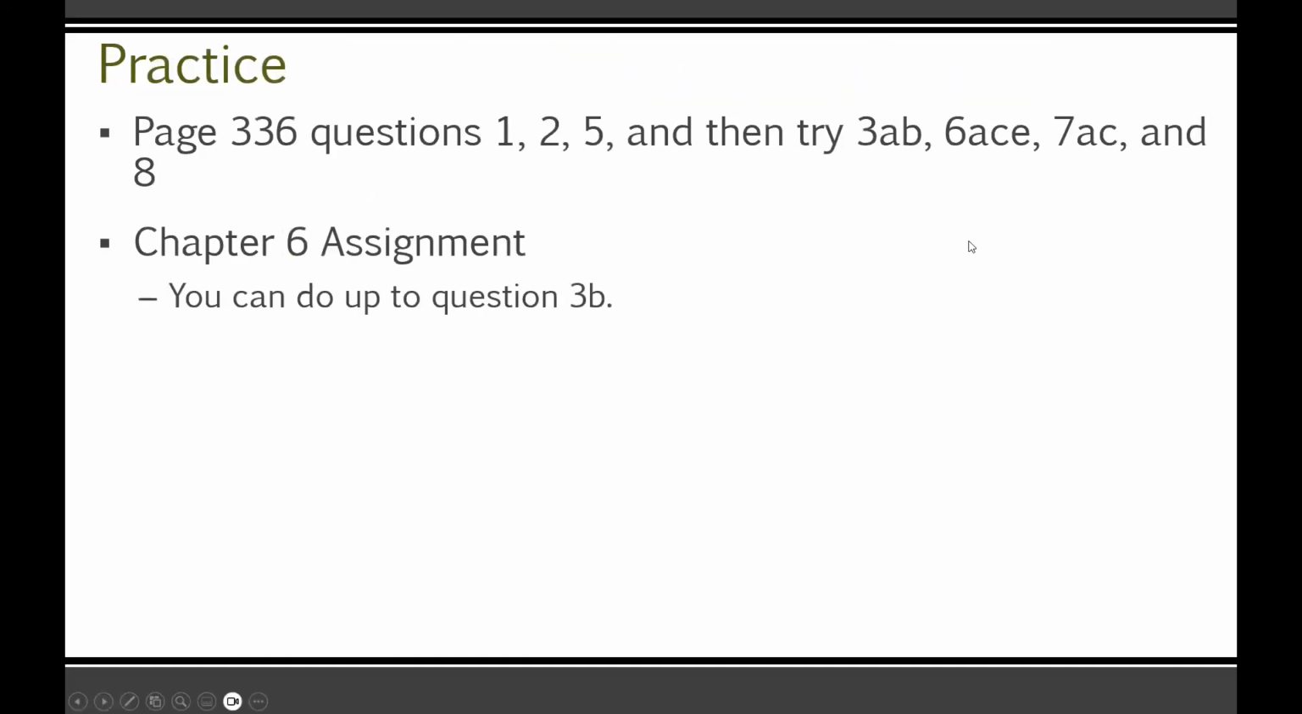Anyway, what this leads us to is, for practice, you can work on page 336, questions 1, 2, 5, and then those other ones that are listed there, of course. But let's be honest, most of you will probably want to work on your chapter 6 assignment. At this point, you can now complete up to question 3B. So there's only a couple extra questions from the last lesson that we can now add on to.